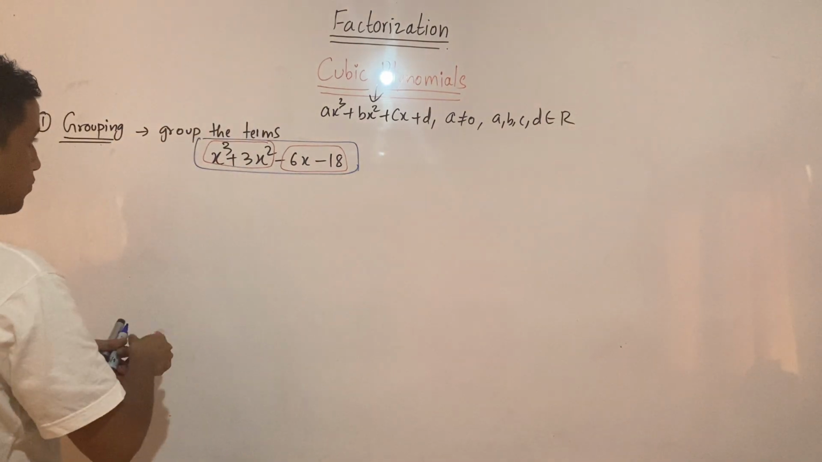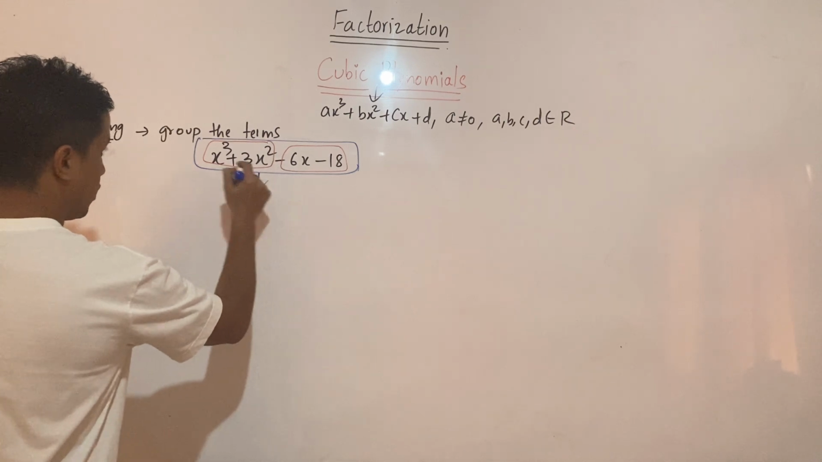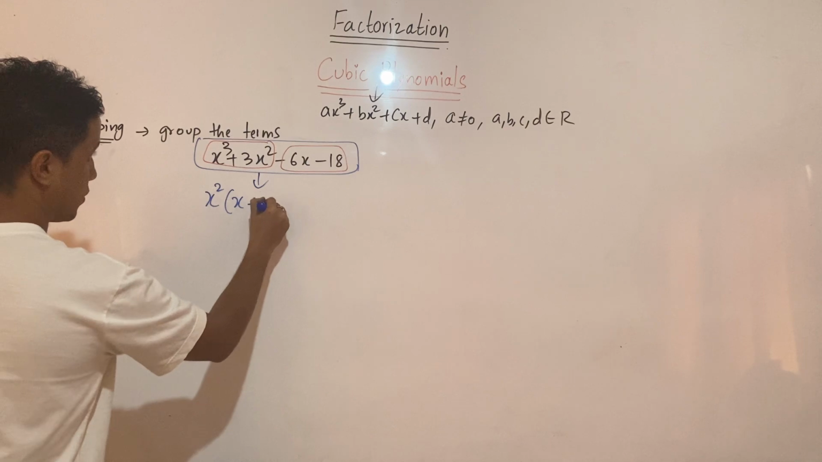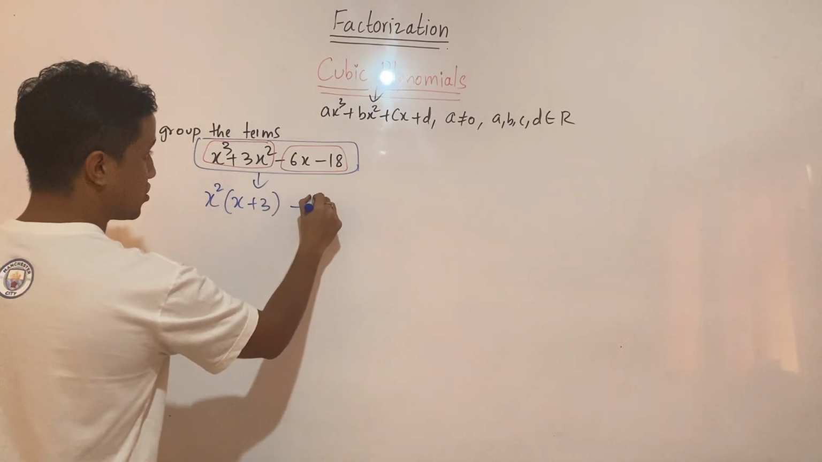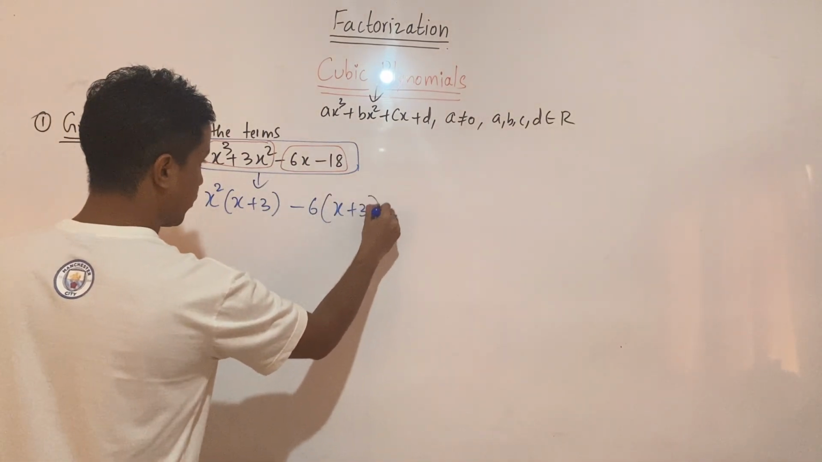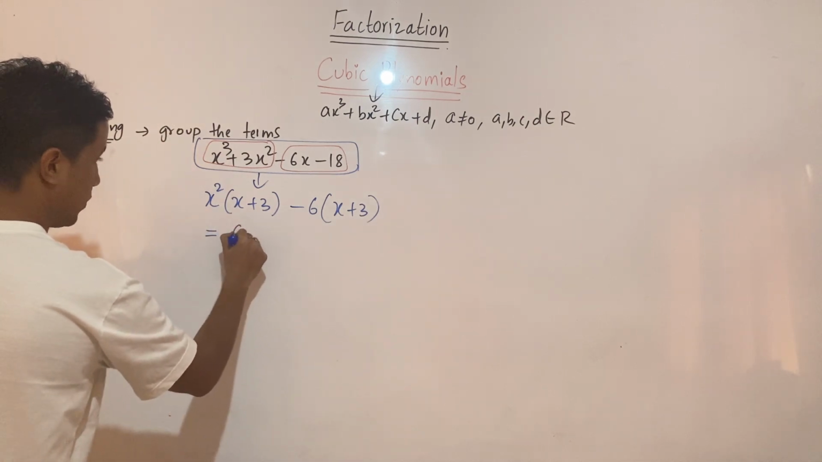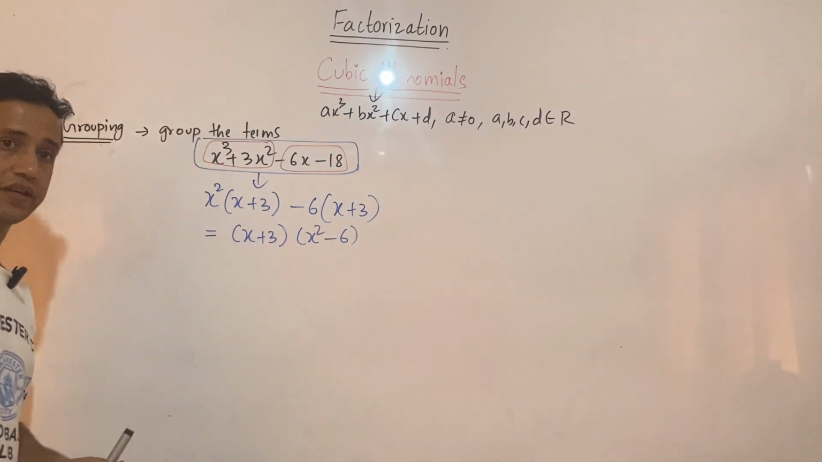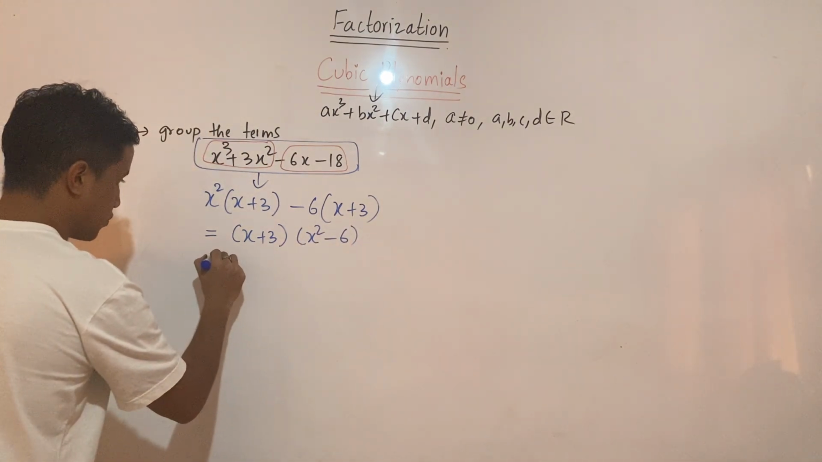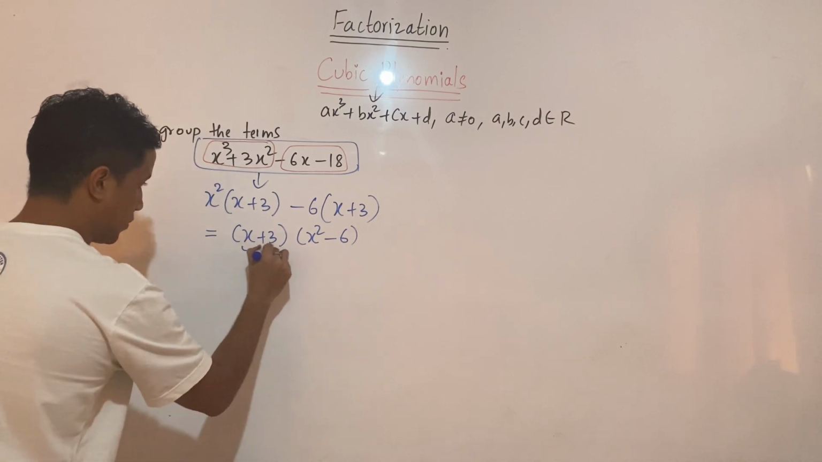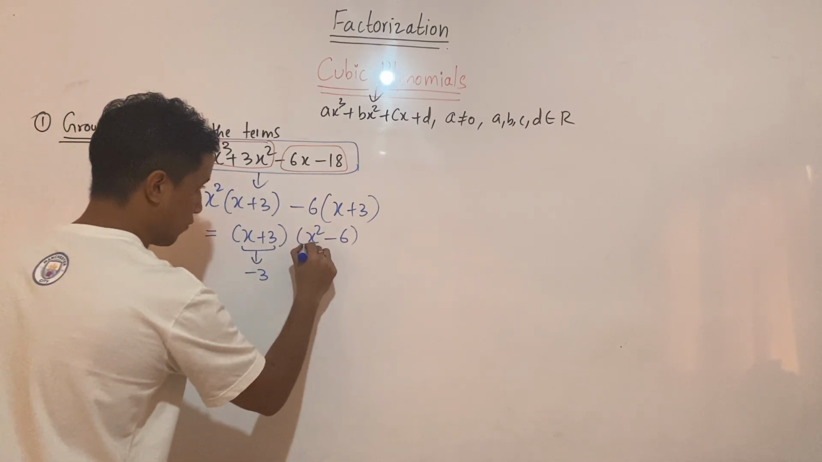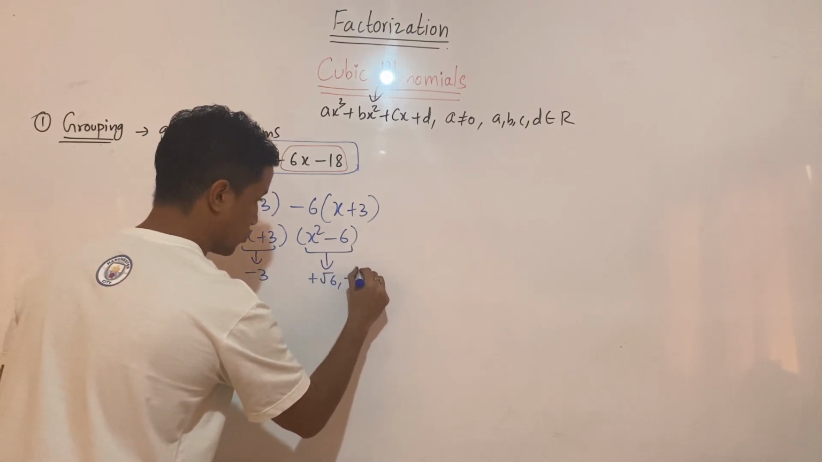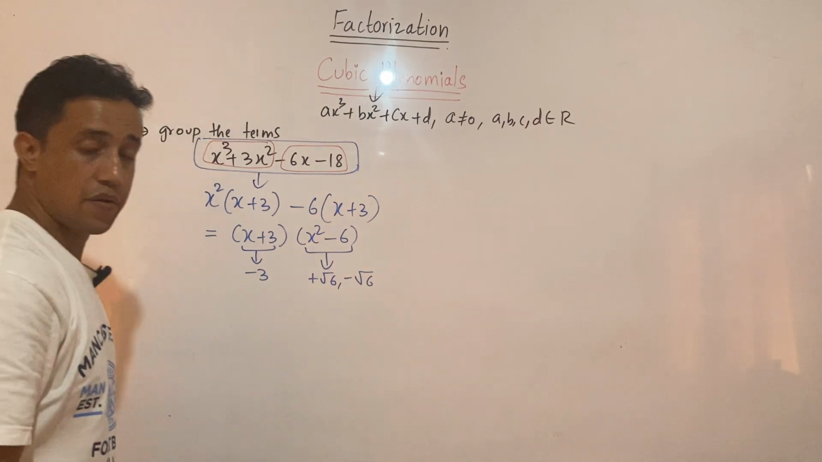What does it mean? See here, if I take x squared common out from here, it will be x plus 3. Here, if I take minus 6 common out, it will be x plus 3. So it will be x plus 3 times x squared minus 6, right? So the value of x from here is minus 3, and from here is plus root 6 and minus root 6.